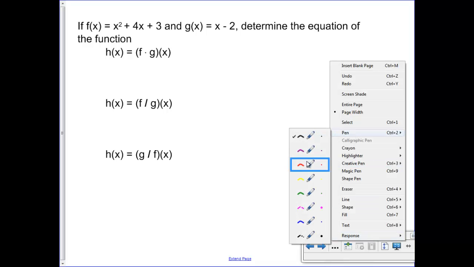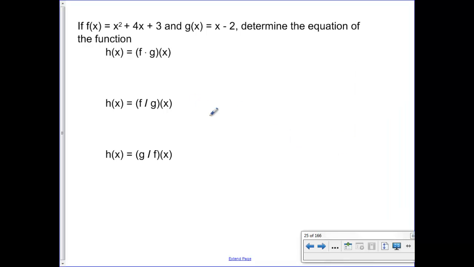First thing I have to do is figure out who gets divided by who. Let me give you an example here. Is 10 divided by 2 the same as 2 divided by 10? So order is very important here. If I do f divided by g of x, I have to write the f on top and the g on the bottom.